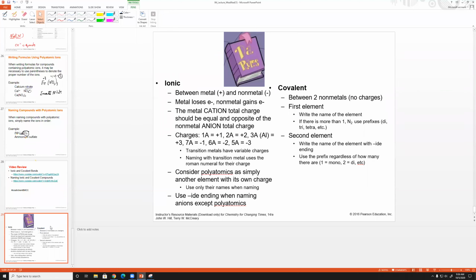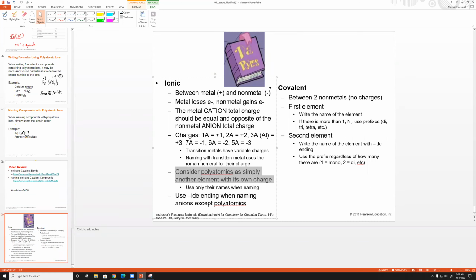So in ionic bonds, this kind of summarizes everything. For ionic bonds, it's between mostly metals that are positively charged and nonmetals that are negative. The metals lose the electrons while the nonmetals gain them. The metal cation total charge should be equal and opposite of the nonmetal anion total charge. And here are some charges you should know. 1A is +1, 2A is +2, 3A, just aluminum, is +3, 7A is -1, 6A -2, 5A -3. The transition metals have a variable charge. They don't follow these rules. You don't know. It depends what they're bonded with. Naming with transition metals uses the Roman numeral, like we talked about.